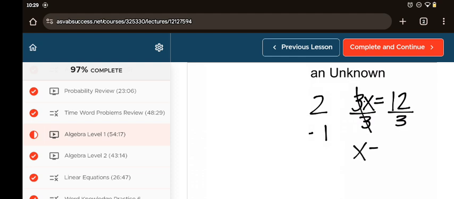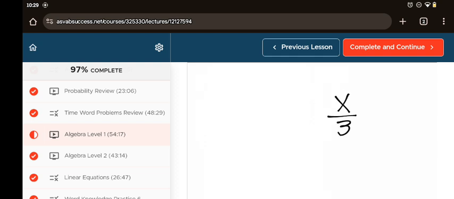So I cancel this out, and x equals 12 divided by 3, which is 4. Let's say I have x over 3 equals 2. Here, the x is not by itself. Once again, it is being divided by 3. So I do the opposite. What's the opposite of division? Multiplication. So I multiply by 3.